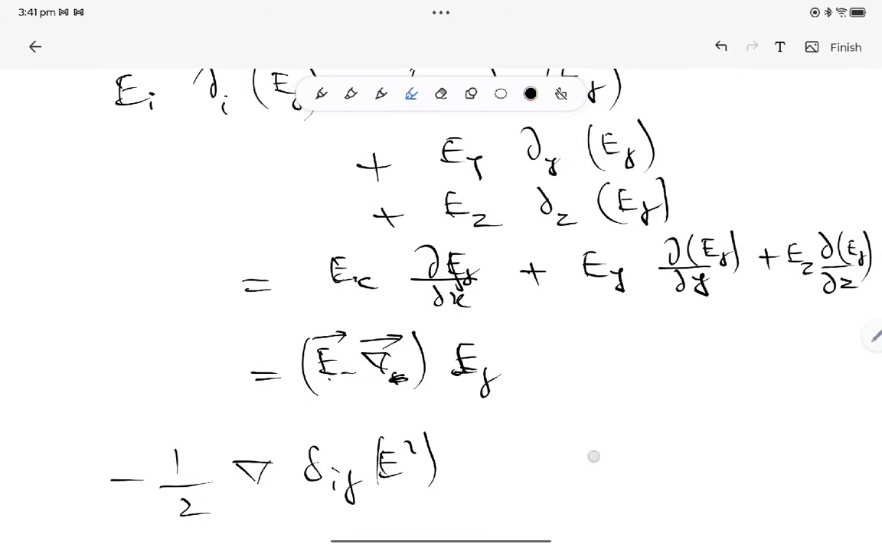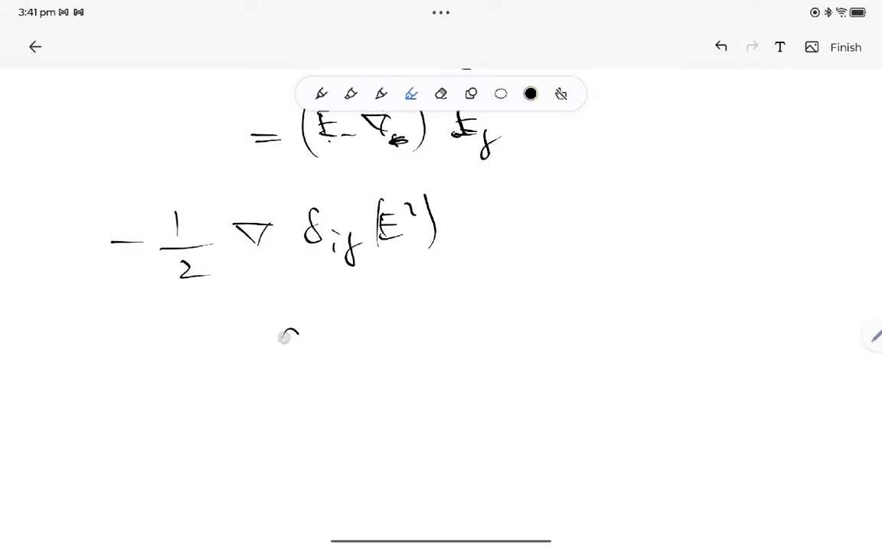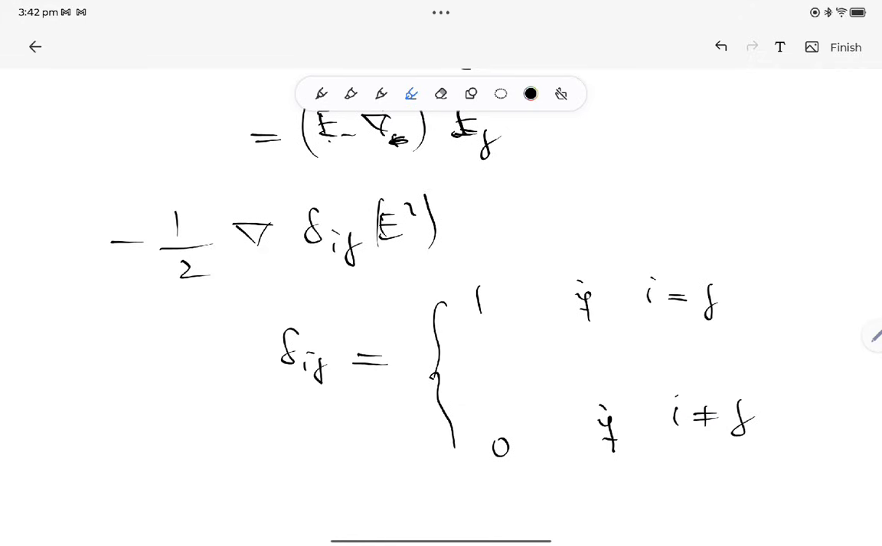You know delta_ij is equal to 1 if i is equal to j and equal to 0 if i is not equal to j. That means it selects only that value of i which is equal to j. If that is the case, then first of all, let us do one thing.